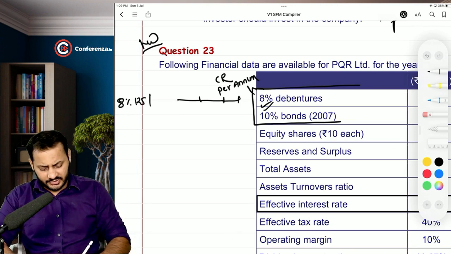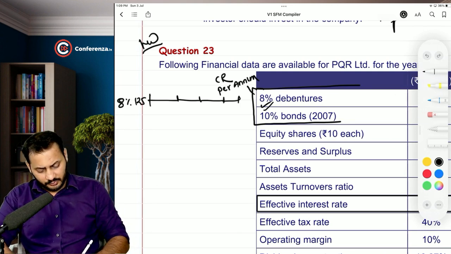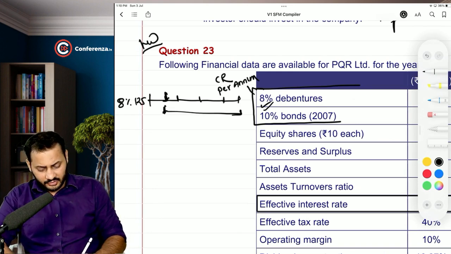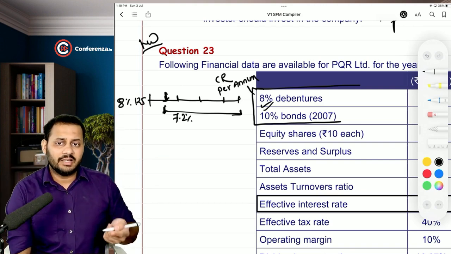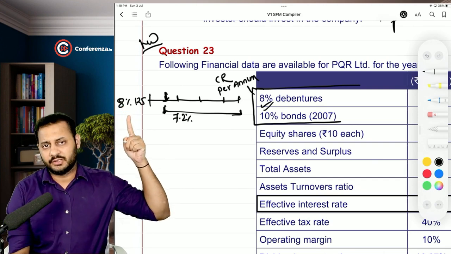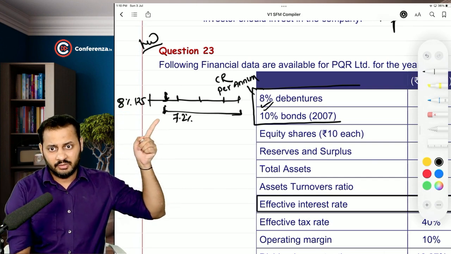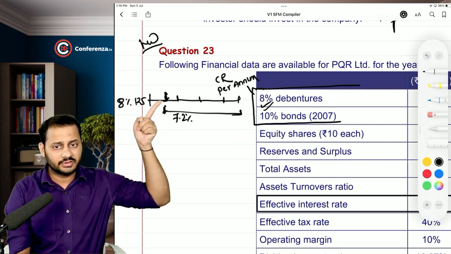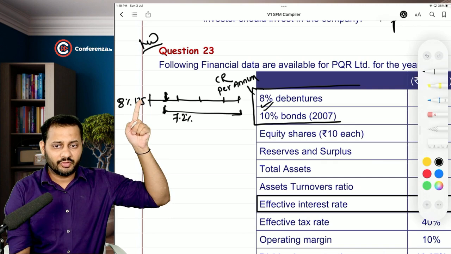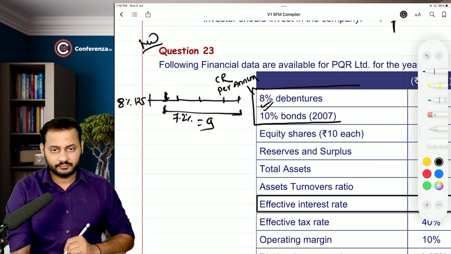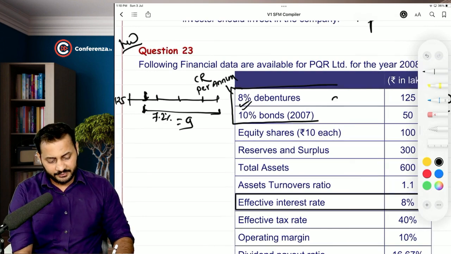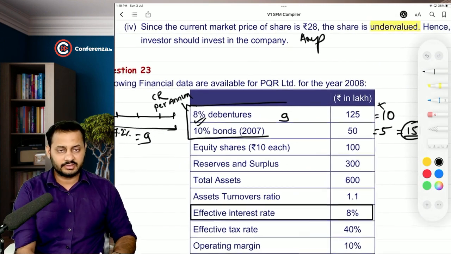Let's say for example the bond is raised somewhere here, and from this point till the end of the year the effective rate comes down to 7.2% only. But at the end of the year in the balance sheet it will still be written as 8% because the coupon rate is shown there, not this rate. But effectively this rate is applicable because the bond was raised at this point. So if you calculate 125 into 7.2%, it comes down to 9 lakhs. So you will be practically paying only 9 lakhs and not 10 lakhs on the debentures.